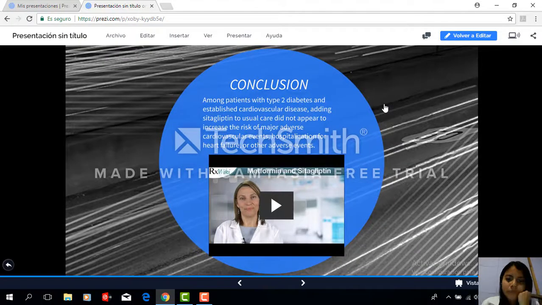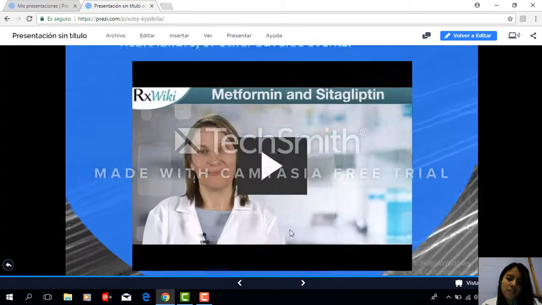Conclusion: among patients with type 2 diabetes and established cardiovascular diseases, adding sitagliptin to usual care did not appear to increase the risk of major adverse cardiovascular events, hospitalization for heart failure, or other adverse events.